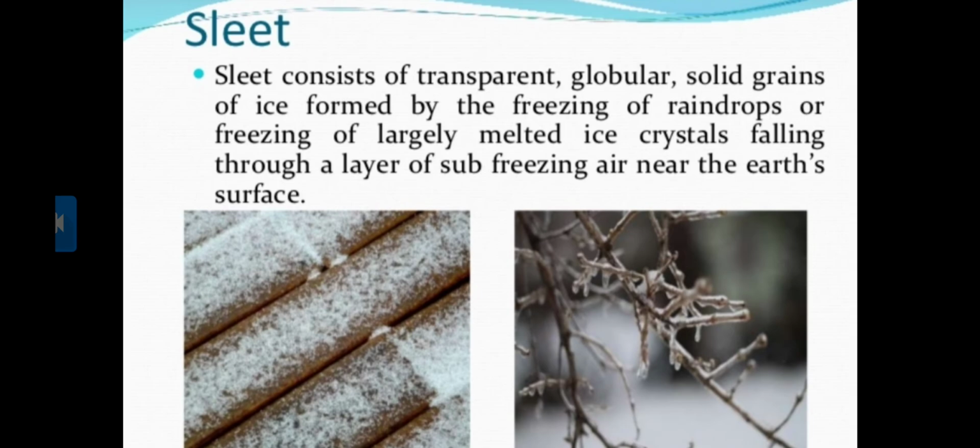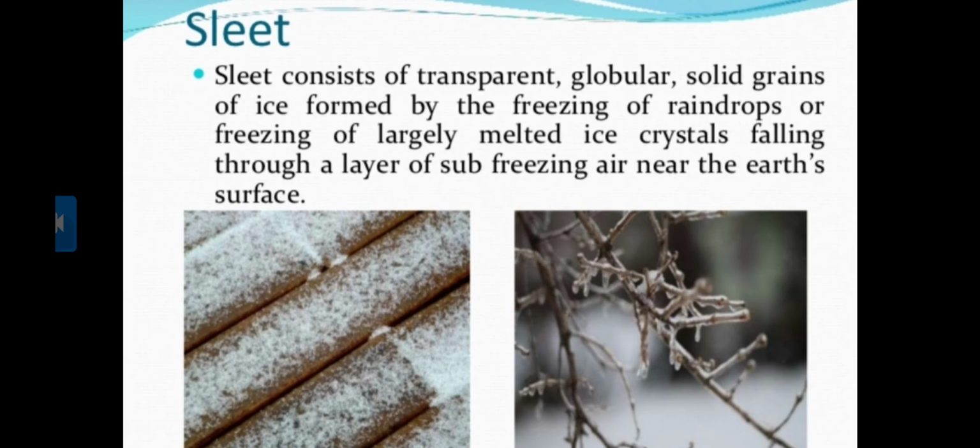Sleet. This is another form of precipitation. Sleet consists of transparent, globular, solid grains of ice formed by the freezing of raindrops or freezing of largely melted ice crystals falling through a layer of sub-freezing air near the Earth's surface.